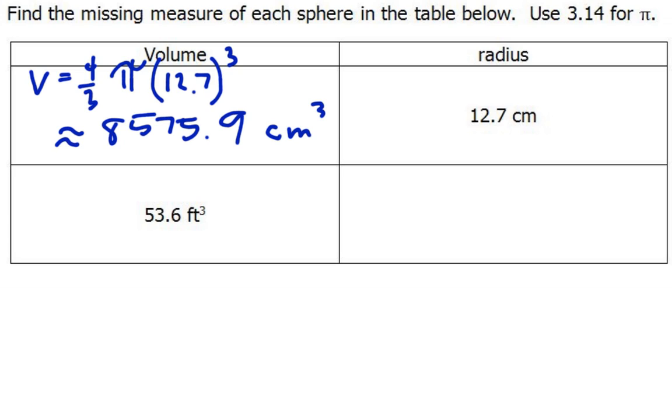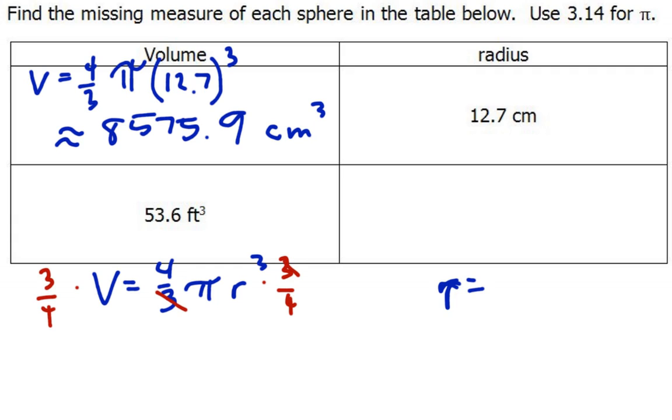For this next problem where I need to find the radius, I should rearrange my formula and set it up so that it says r equals. So let's do that down here at the bottom. So V is equal to 4/3 times pi times r to the third power. If I want it to eventually say r equals something, what I need to do is inverse operations to get r alone. So let's multiply by 3/4 to both sides.